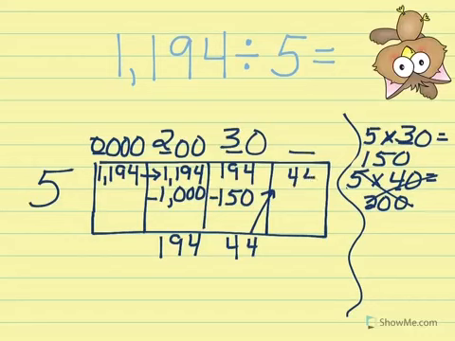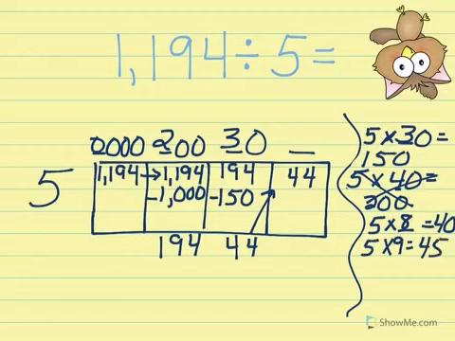Bring that up. Now I have my ones. 5 times how many ones gets me close to 44? Let's see. Let's do 5 times 8. That's a math fact. It's 40. That's pretty close. 5 times 9, well, that's 45. So that's too high. So I'm going to go with 8. 8 times 5 is 40. I'm going to subtract, and I have a remainder of 4.